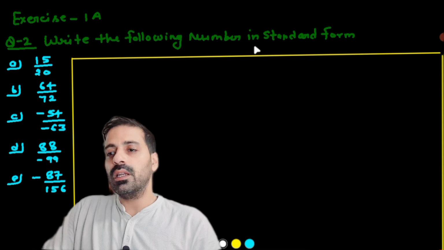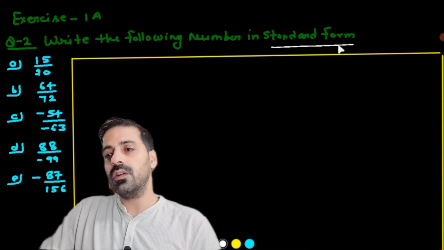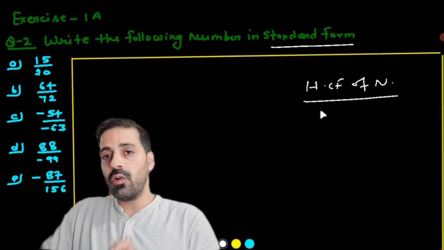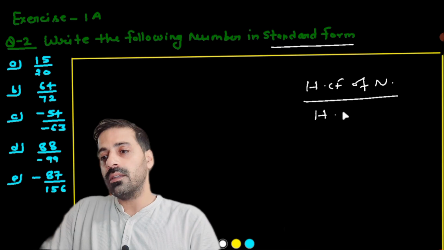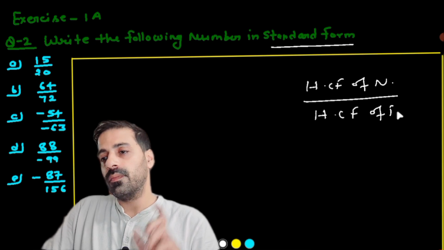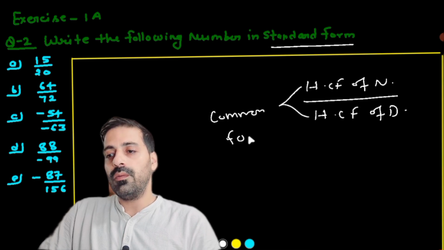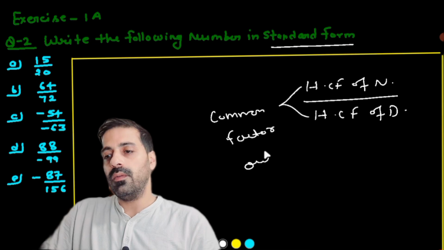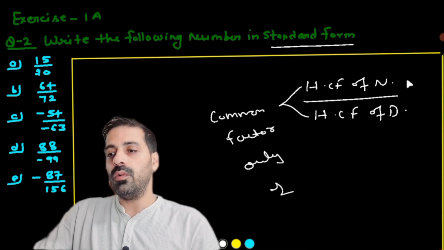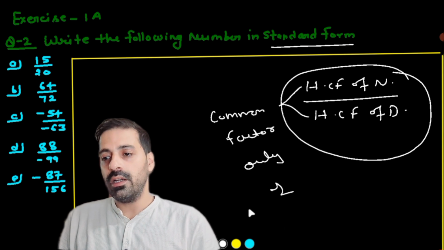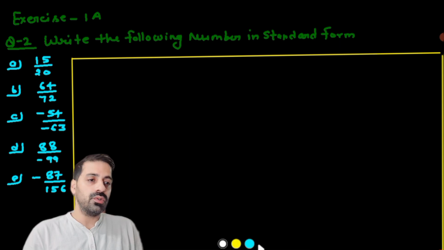Write the following numbers in standard form. What is the meaning of standard form? We take the HCF of the numerator and the HCF of the denominator, and if both have only 1 as a common factor, then the form of numerator upon denominator is known as standard form. Is it clear to everyone? Now move to the solutions.